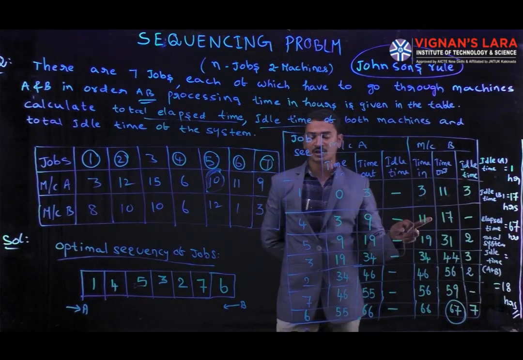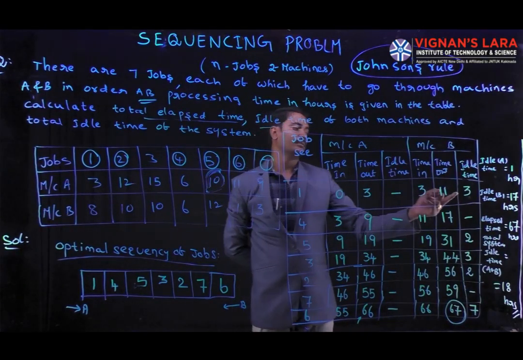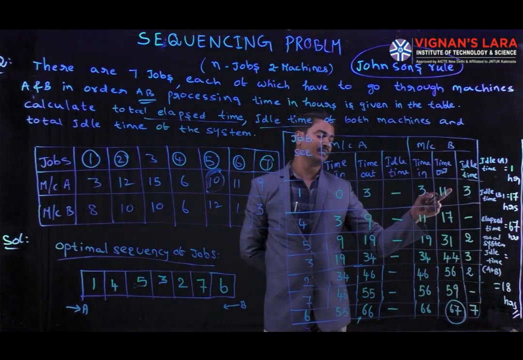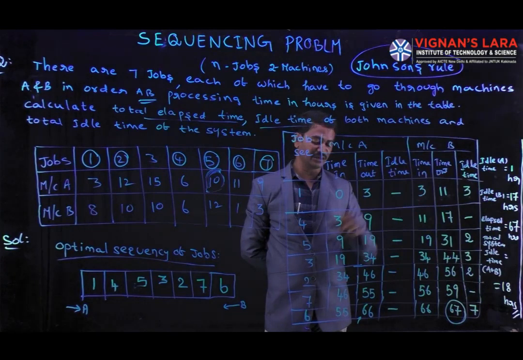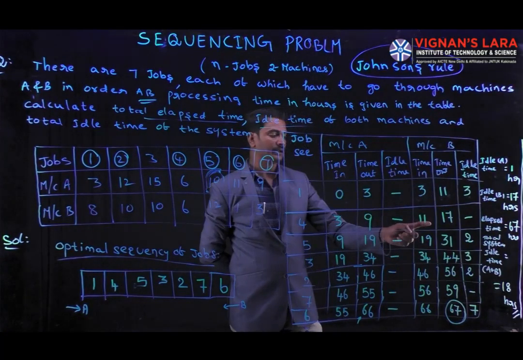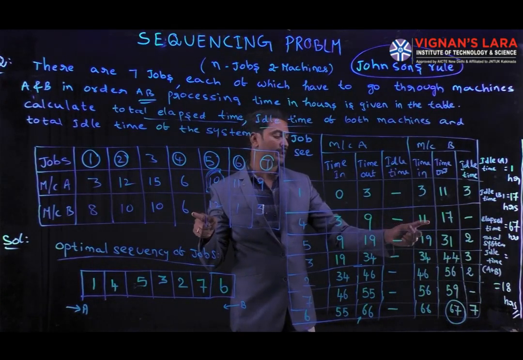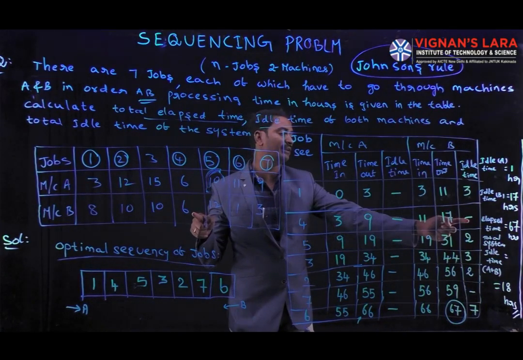Next, coming to job 4. Here job 4 was completed at the 9th hour, and machine B is completed at the 11th hour. After the 11th hour we are going to perform the second job, the fourth job, on this machine. So 11 plus the processing time of the fourth job, which is 6. 11 plus 6, 17. Here we don't have any idle time.